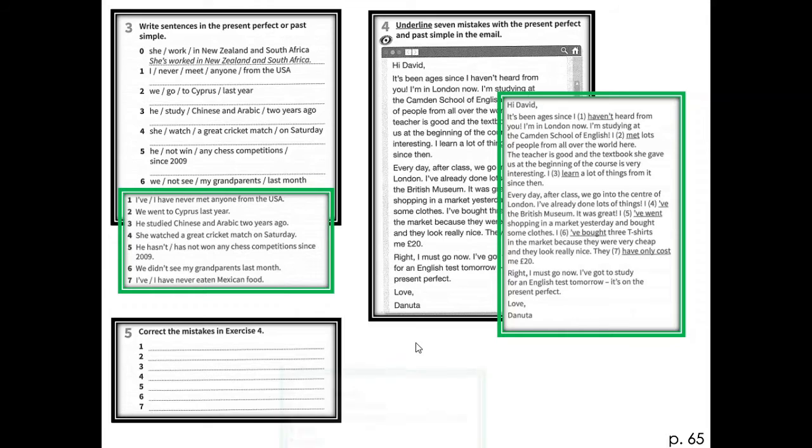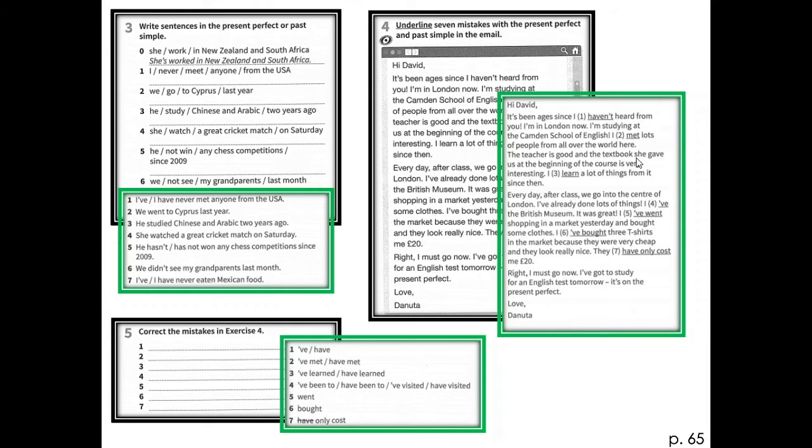Alright, so let's look at the correction again. Alright, it's been ages since I have heard from you. Number 2, I've met lots of people from all over the world. Number 3, I've learned a lot of things from it since then. Number 4, I've been to the British Museum. You can also use I've visited, right? I visited the British Museum.